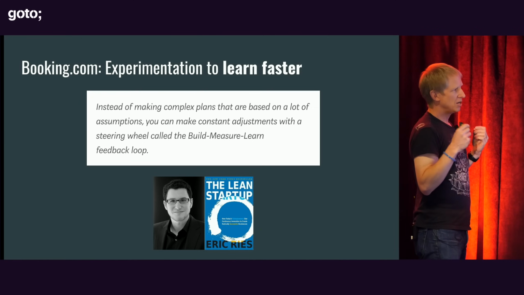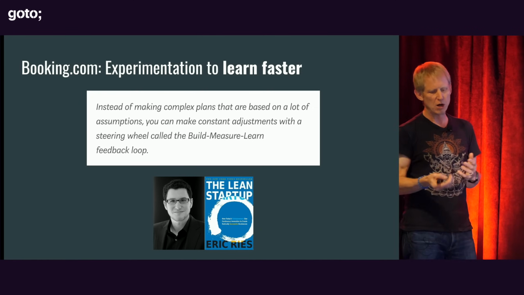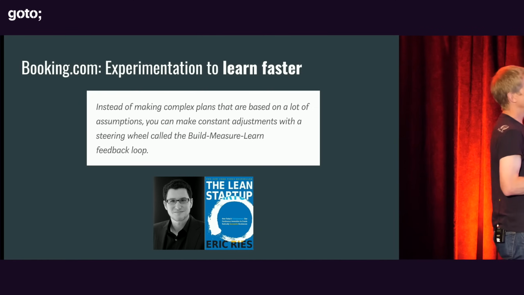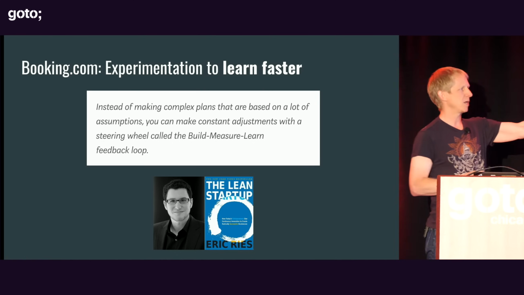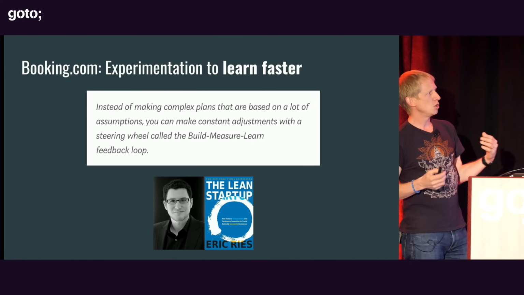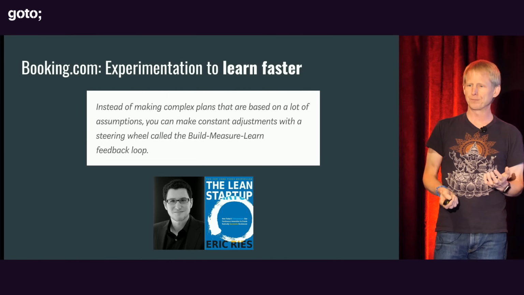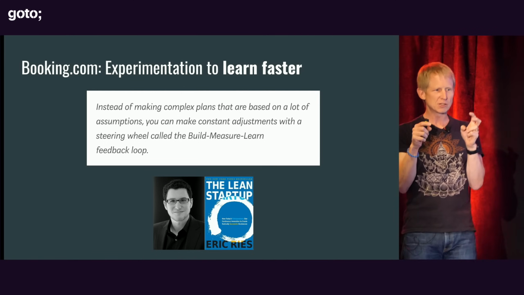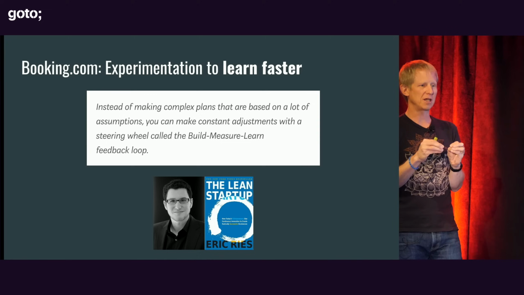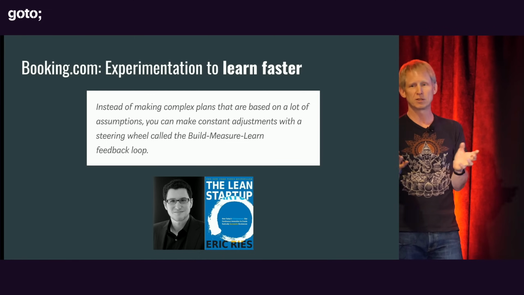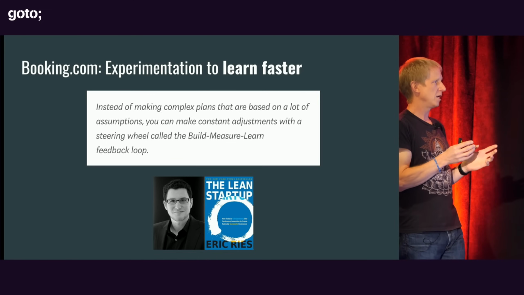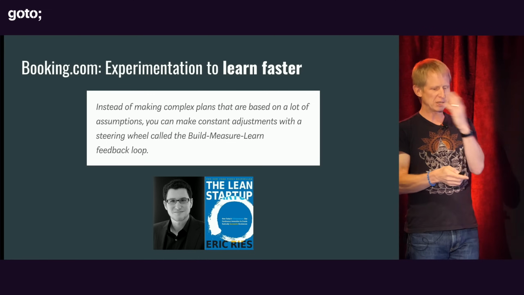that they explicitly call out, they quote Eric Ries here, who says, instead of making complex plans that are based on a lot of assumptions, you can make constant adjustments with a steering wheel called the build, measure, learn loop. So you don't have to be a lean startup. You don't have to be a tiny company to think like somebody who can't afford to waste. And this is about learning faster, not just about deploying faster.